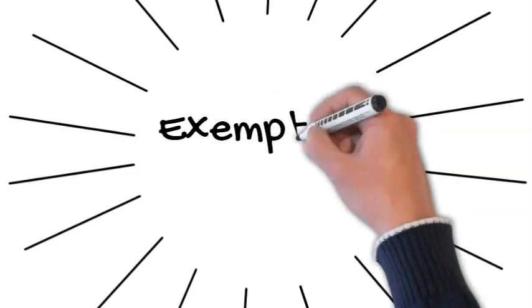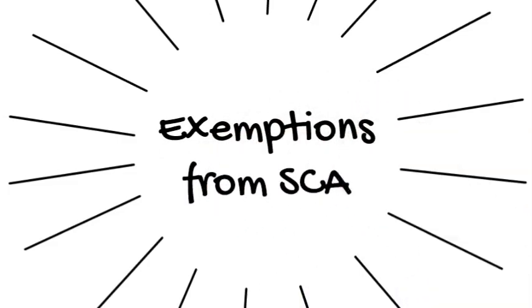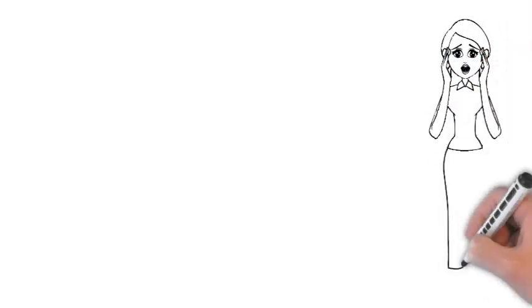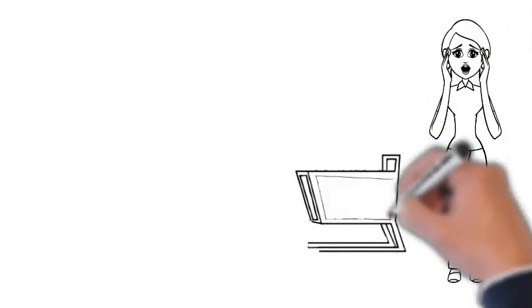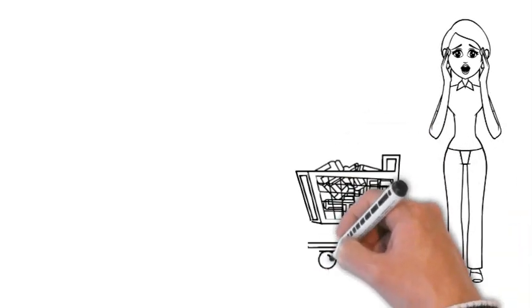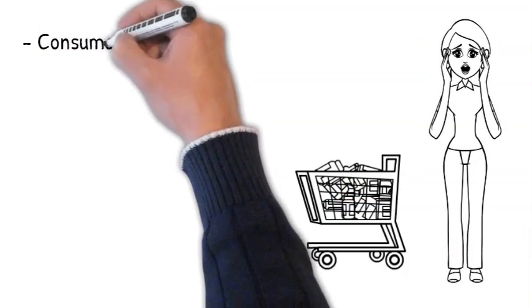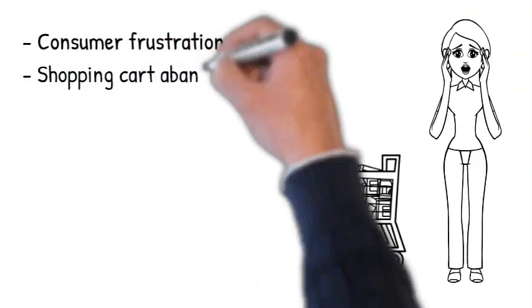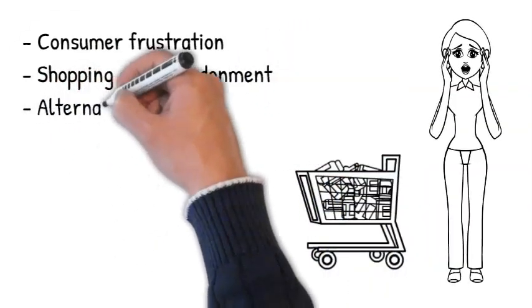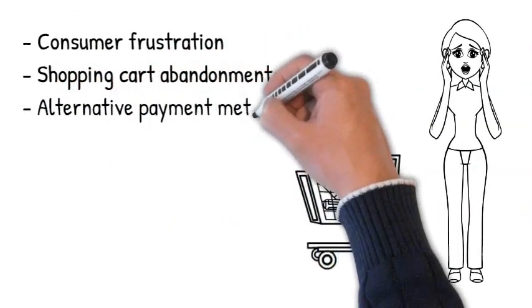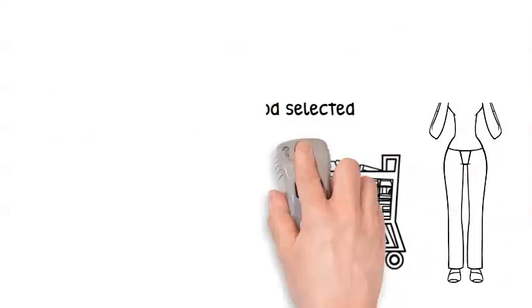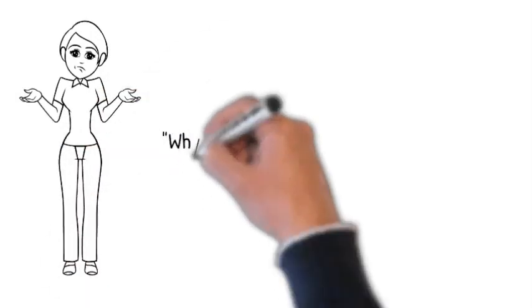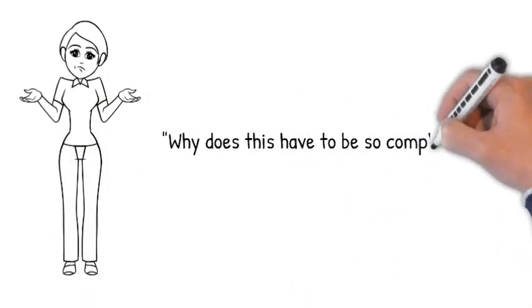Now let's look at what is known as exemptions from SCA and why exemptions are so important. Consumers can become frustrated having to authenticate every time they make a purchase online, given it takes longer to complete the purchase having to check and enter passwords, tokens, and card details. From this frustration, customers can often abandon the purchase or decide to use another payment method or different merchant. So though SCA is designed to help stop fraud, it will inadvertently frustrate genuine customers.